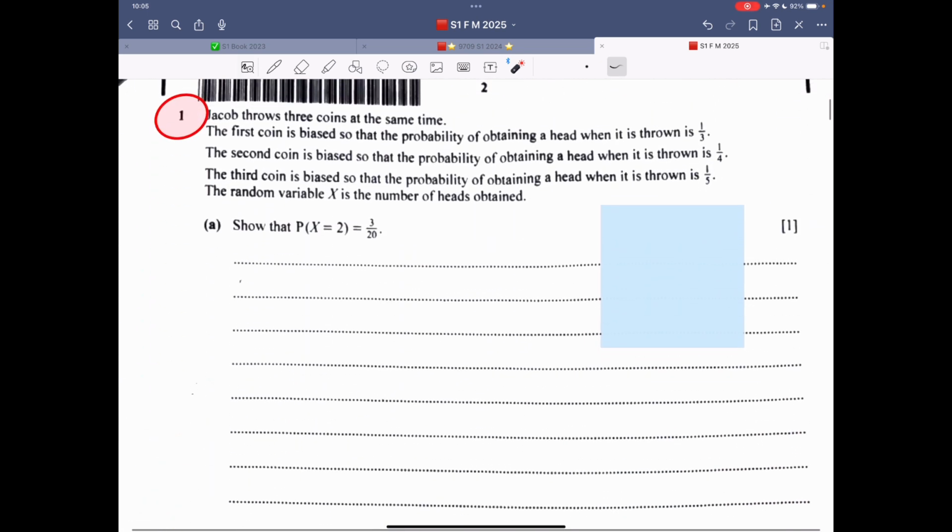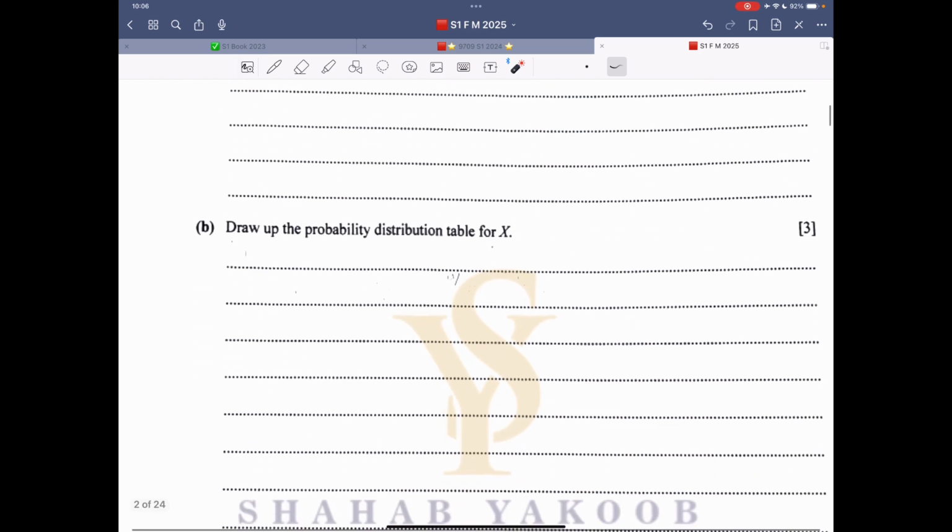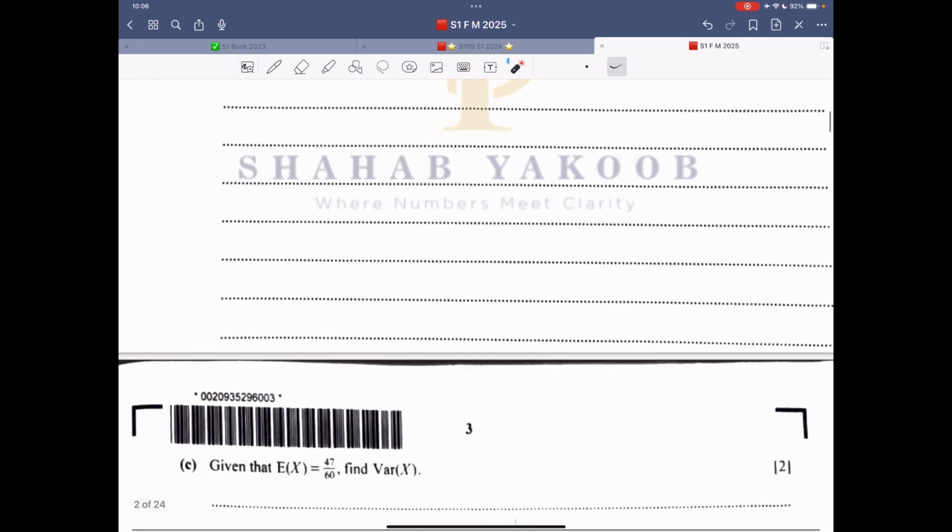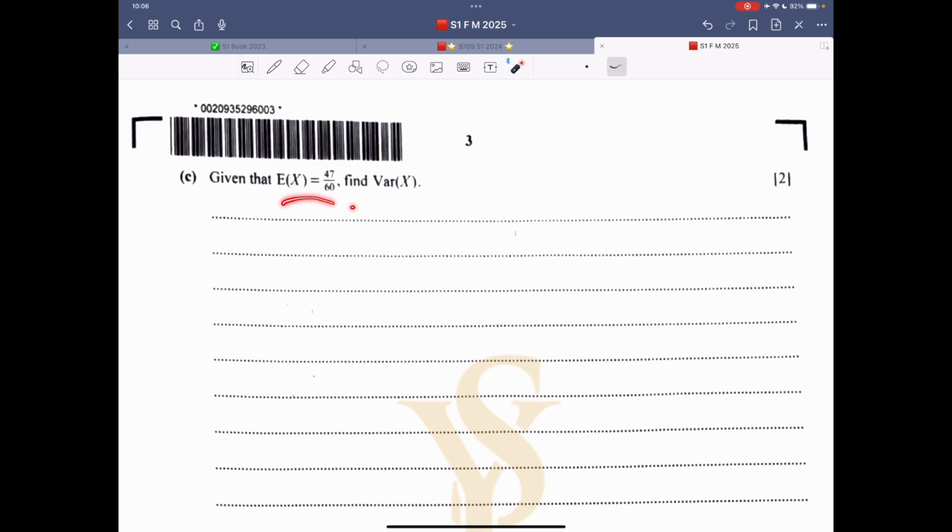The first question. It says Jacob throws 3 coins at the same time. All the 3 coins are biased. The probability of obtaining a head is 1/3, 1/4, 1/5 respectively. The random variable x is the number of heads obtained. Show that probability x is equals to 2 is this much. Draw up the probability distribution table, and given that expectation of x is this, find the variance of x.